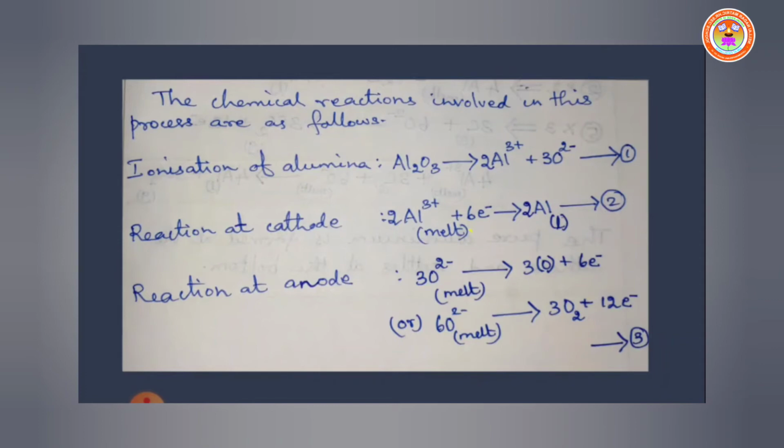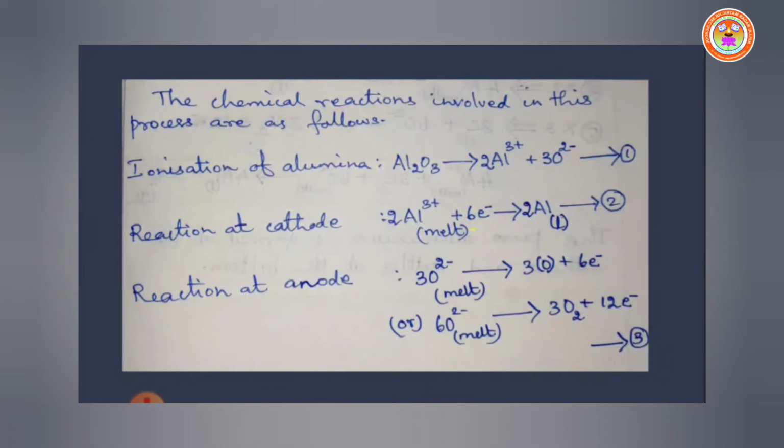Similarly, the negative ion moves towards positive electrode. The ions are moving towards oppositely charged electrode. So the negative ion is moving towards positive electrode. Positive electrodes are called anode. So during electrolysis the negative ion is moving towards anode. That's why the negative ion is called as anion. Anion means negative ion. So during electrolysis, anion moves towards anode.